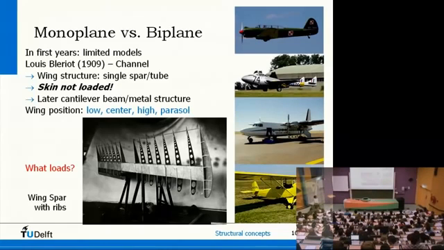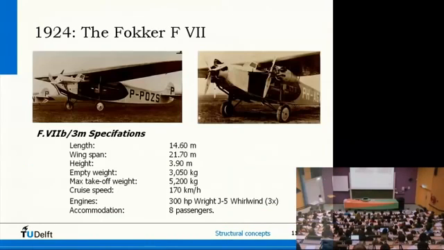Okay, you see here a wing spar, wing box, mini wing box, and some ribs. In the 20s, the 30s, you have this aircraft. Fokker was in those periods, the late 20s, very famous. It was actually one of the leading aircraft manufacturers in those days, and this aircraft was very famous.